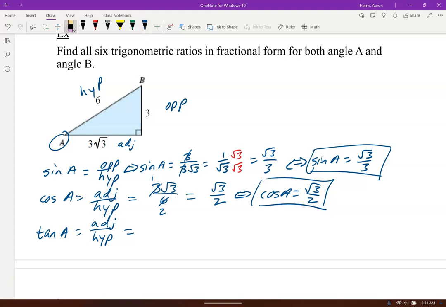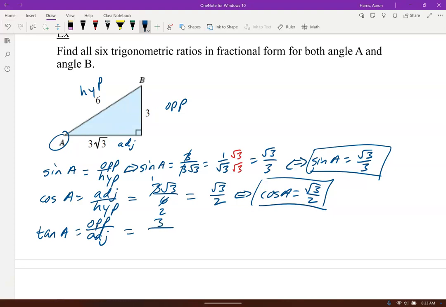Whoops, I wrote that wrong. I'm sorry, guys. Good grief. Opposite over adjacent. Sorry about that. So it would have 3 over 3 root 3.